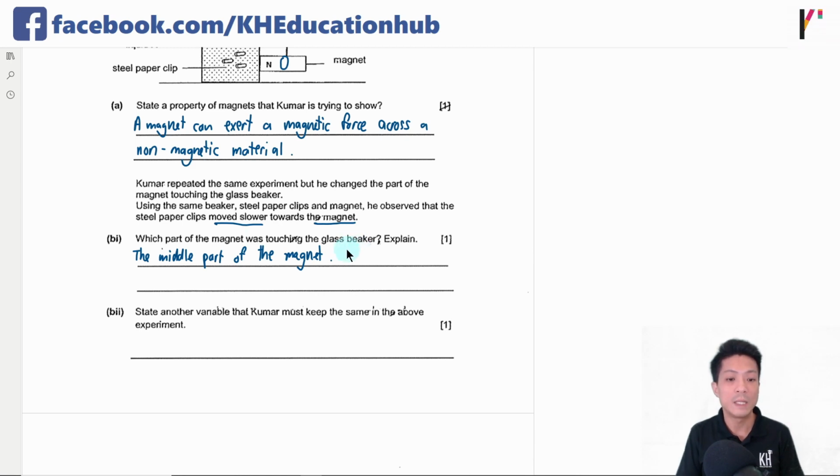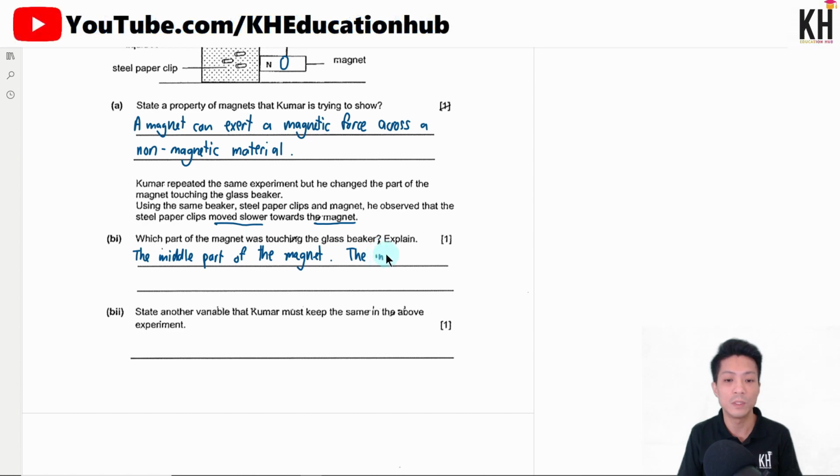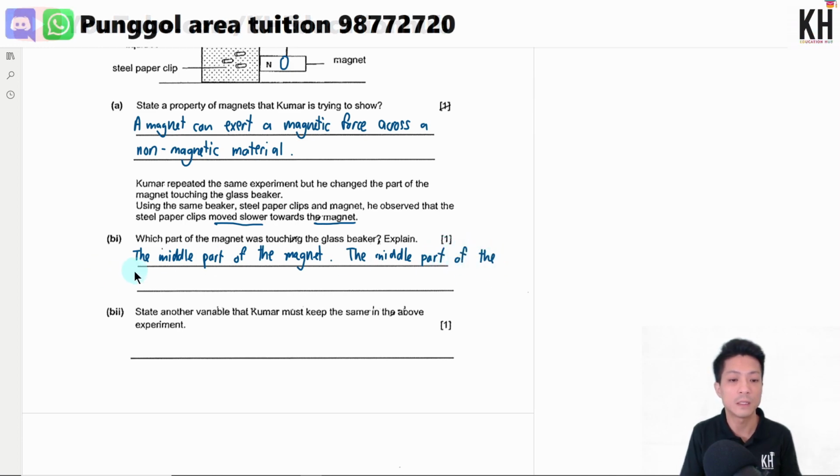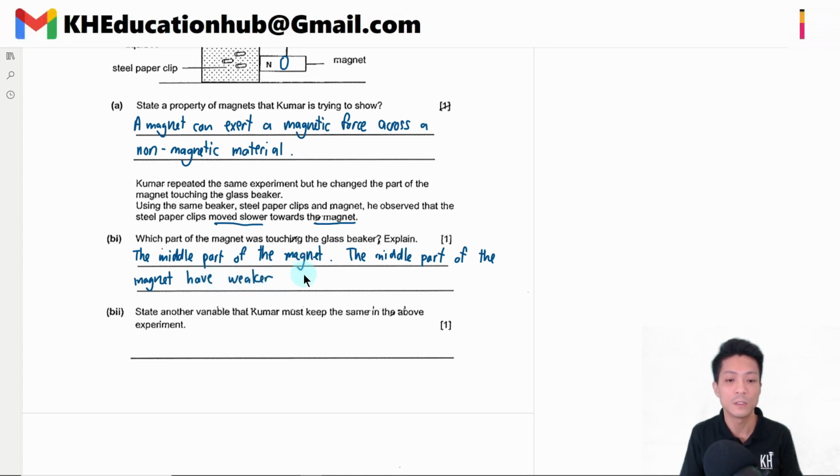Okay, so explain. So part of the magnet have weaker magnetic force.